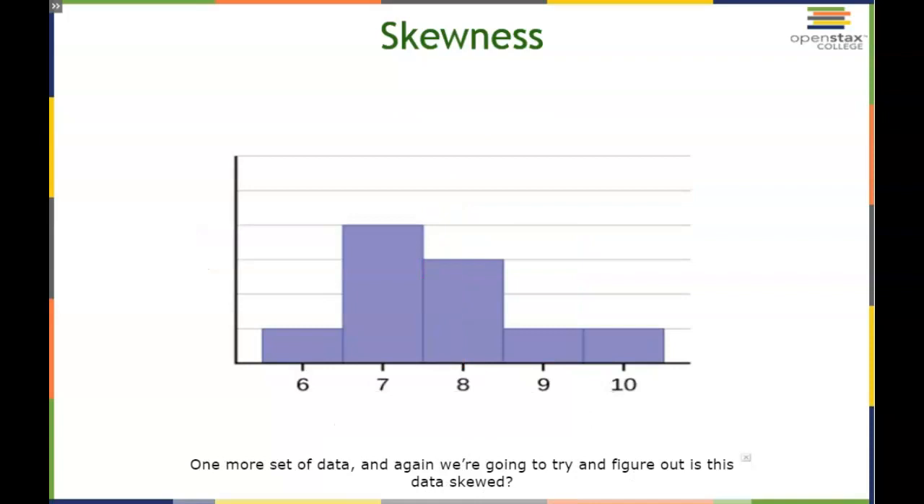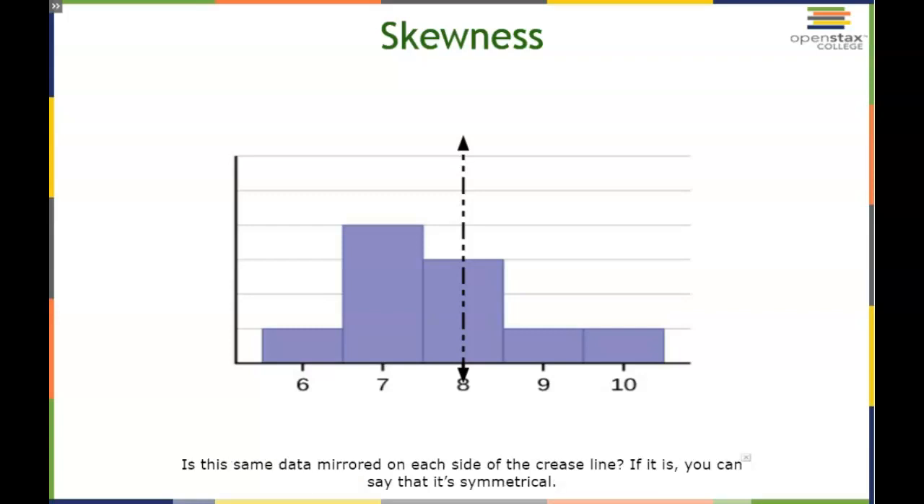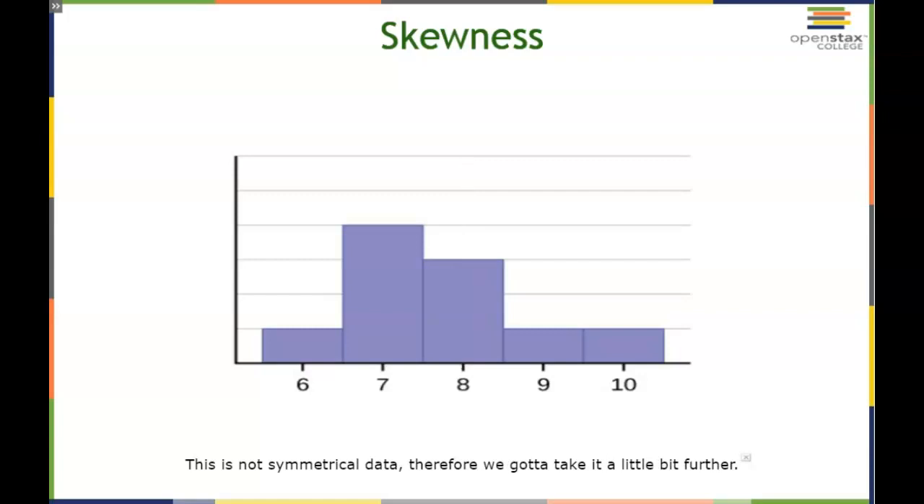One more set of data. Again, we're going to try and figure out, is this data skewed? The first thing you want to do is think about it mentally. If I fold this vertically in half and then unfold it along that crease line, is the same data mirrored on each side of the crease line? If it is, you can say that it's symmetrical. This is not symmetrical data. Therefore, we've got to take it a little bit further.